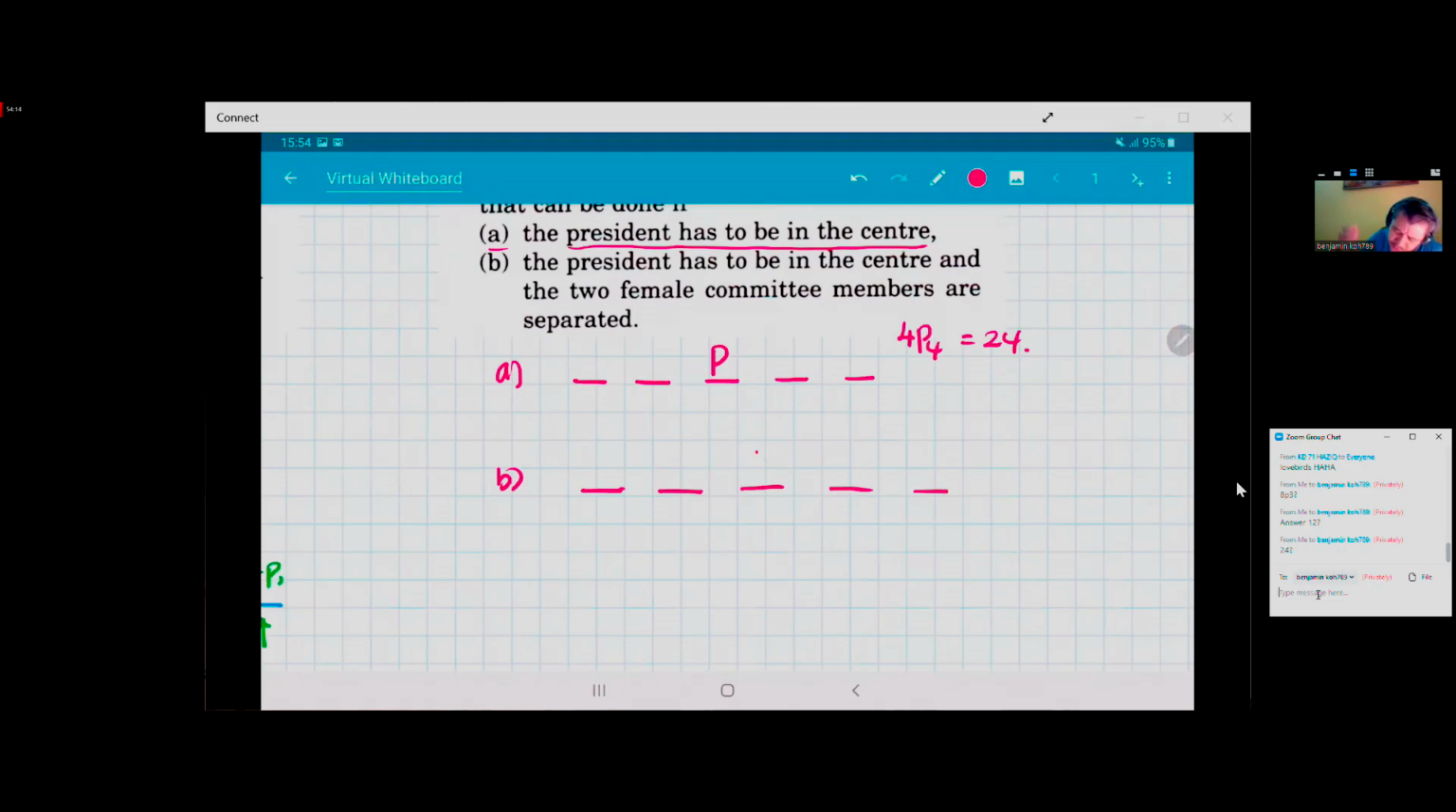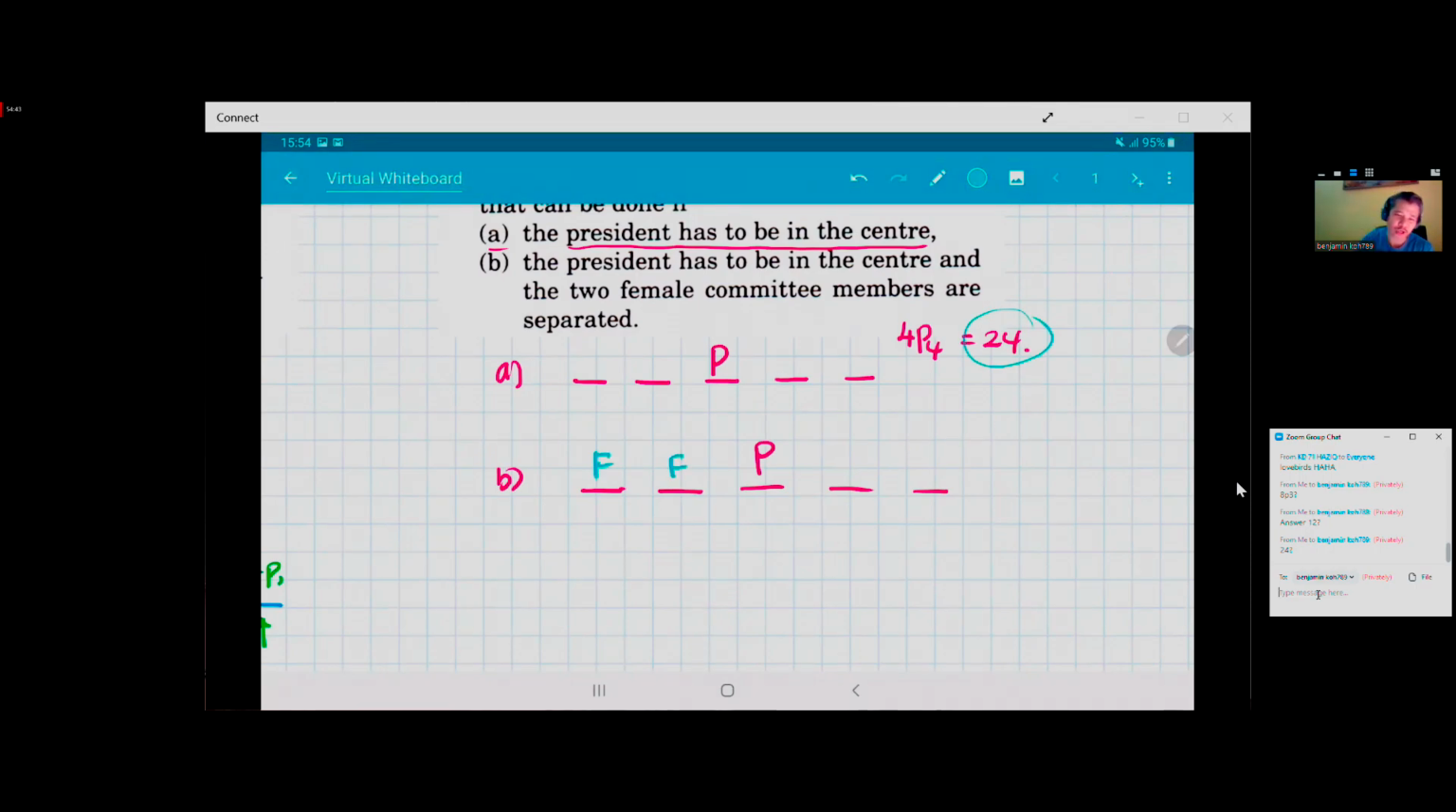President still in the center. But now the condition is that the 2 female members are separated. They want separated, but it's harder to do separated. Let's do the 2 females together and then minus from total. We already know the total where the president is in the middle is 24, right? We know that. So let's assume now we are going to count so that the 2 females are together. Then you minus from 24.